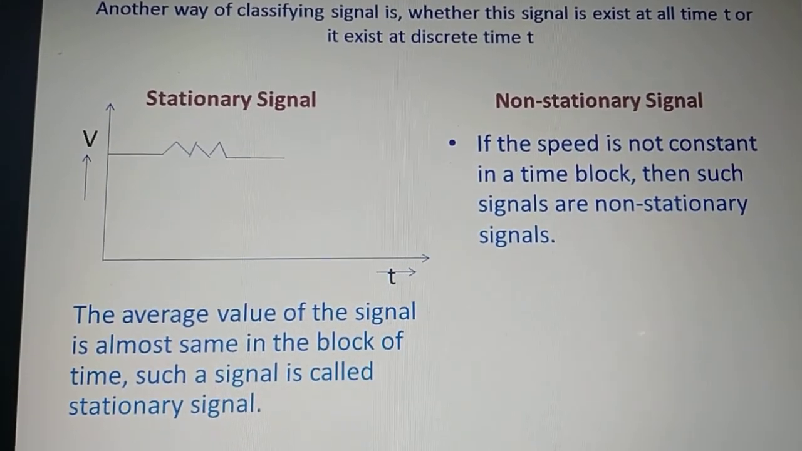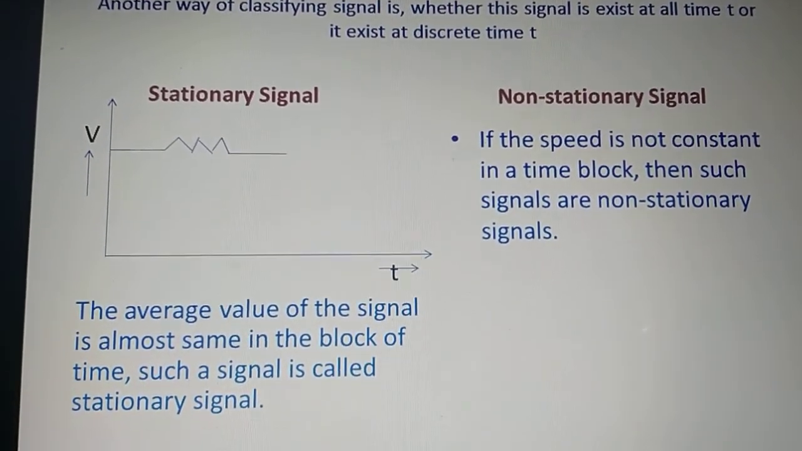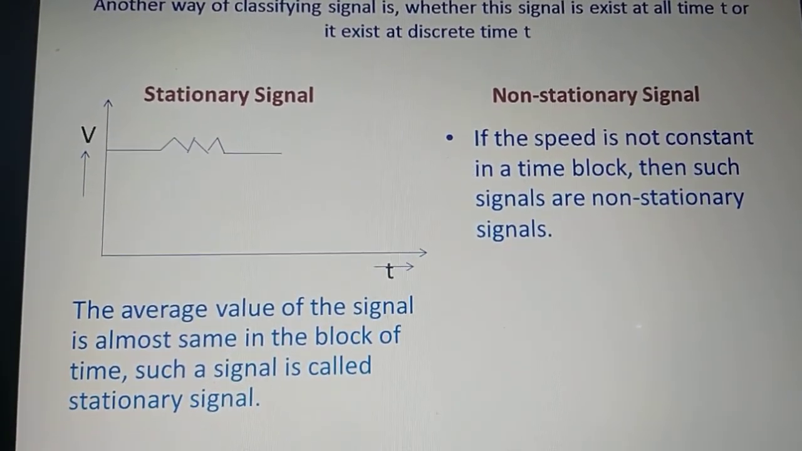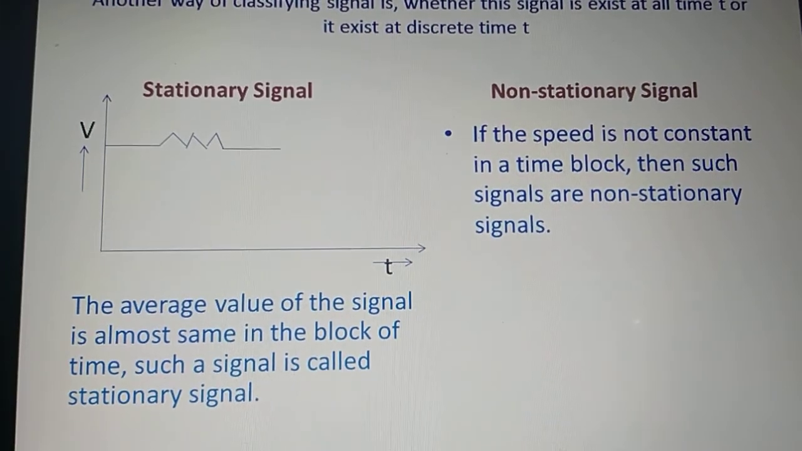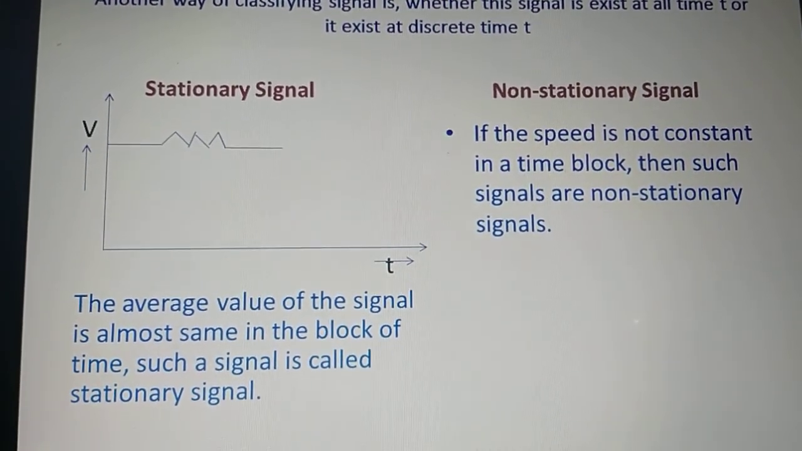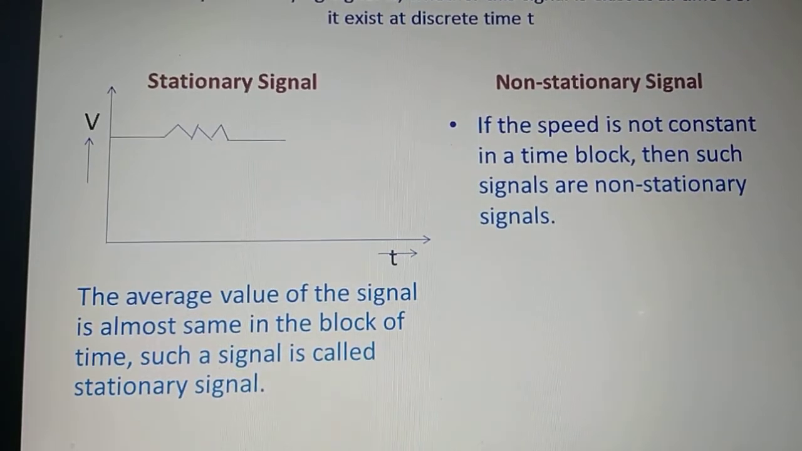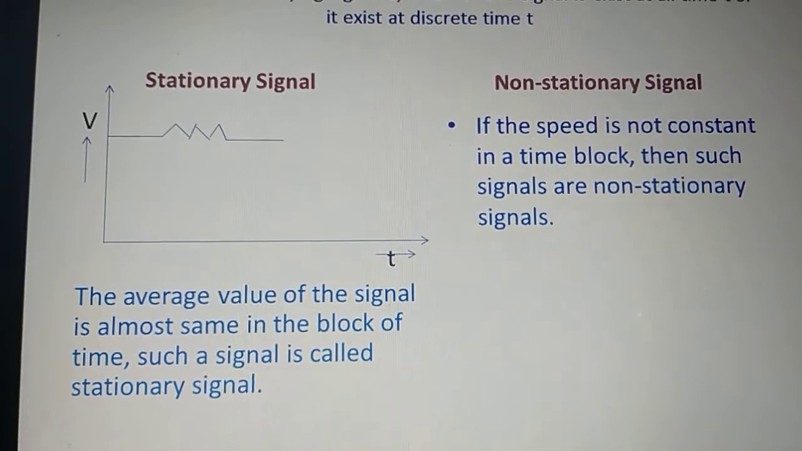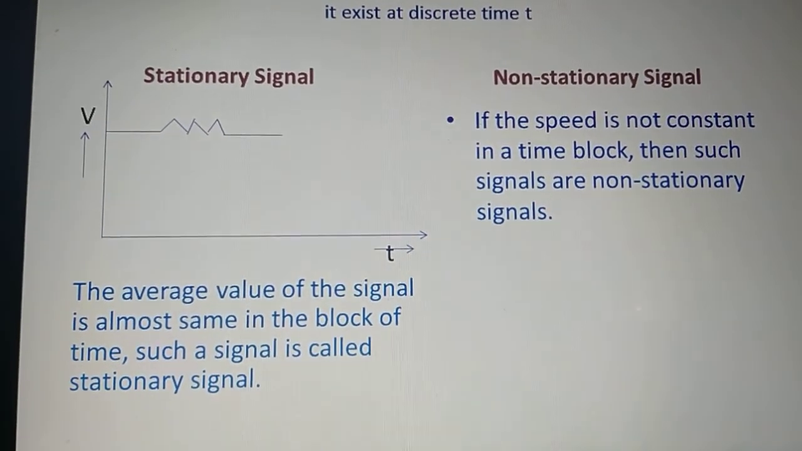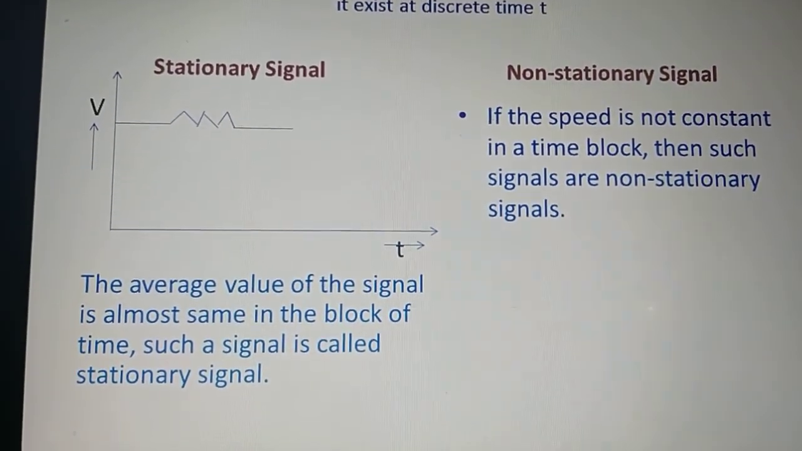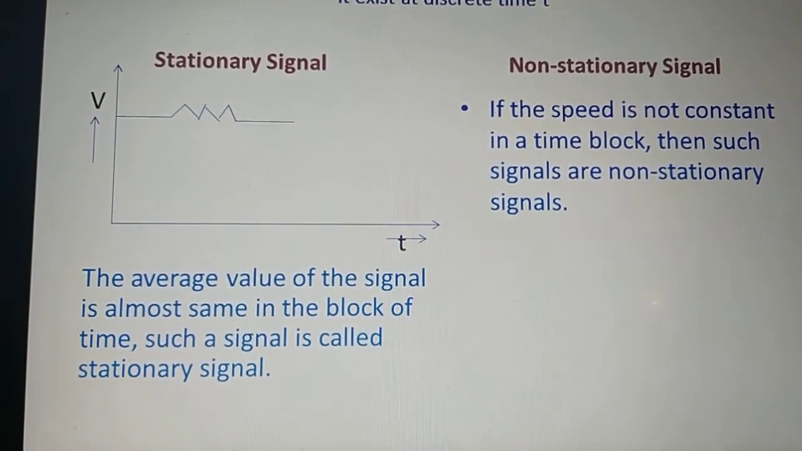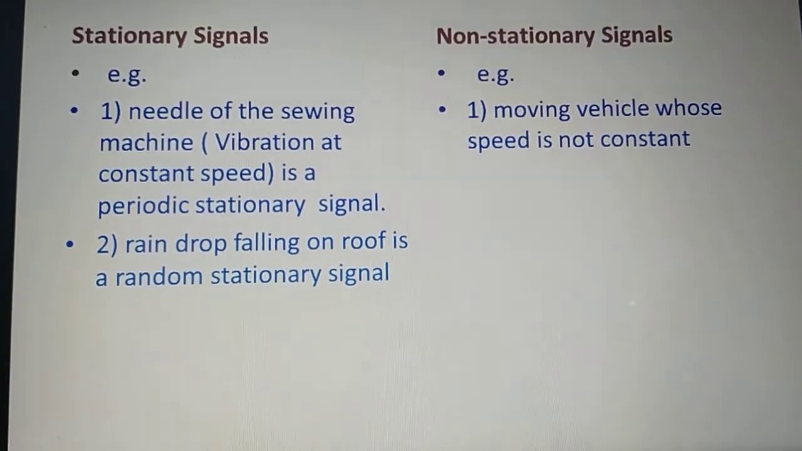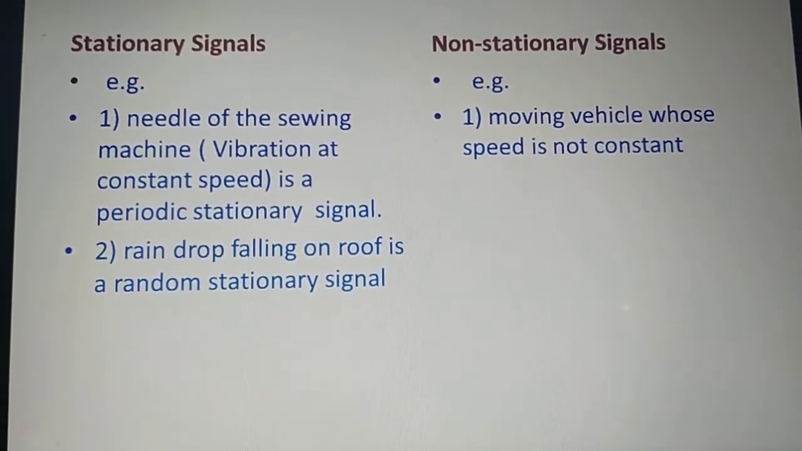Now you can see the graph plotted for a stationary signal. The voltage varies with respect to time, but the average value of the voltage is almost the same in the block of time. Such a signal is called a stationary signal, and if the speed is not constant in time, such signals are called non-stationary signals. We studied examples of stationary signals last time.